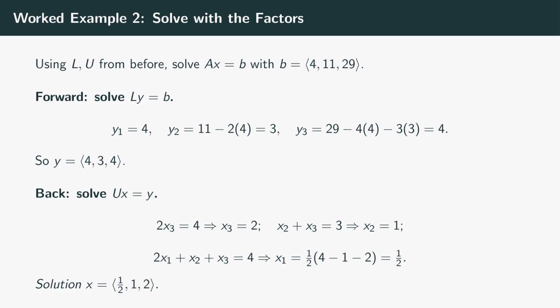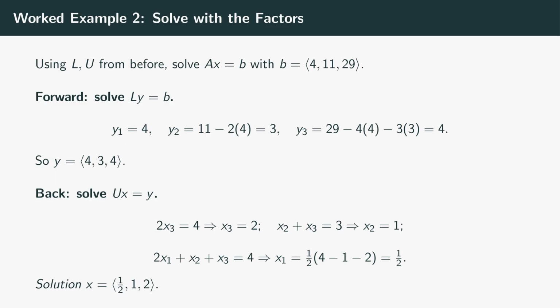Now solve a system using the factors we just built. Take the right-hand side, b equal to 4, 11, 29. First, the forward stage: solve Ly equals b from the top down. The first equation gives y1 equals 4 directly. The second says y2 equals 11 minus 2 times 4, which is 3. The third says y3 equals 29 minus 4 times 4 minus 3 times 3, which is 29 minus 16 minus 9, or 4. So y is 4, 3, 4.